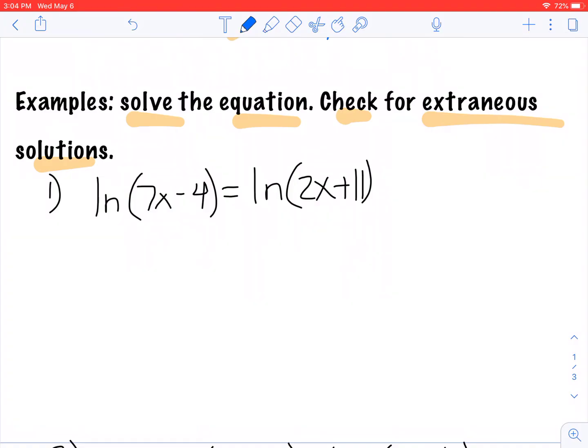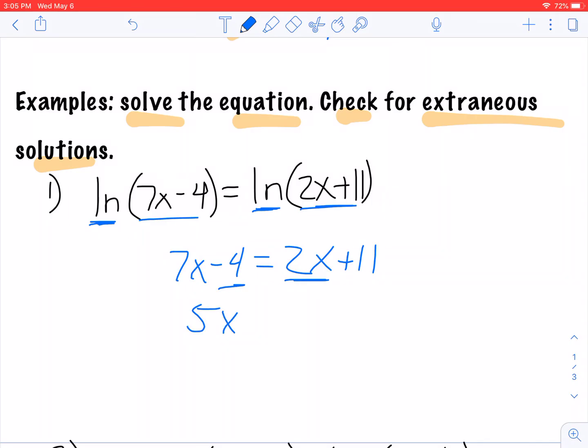Alright, so if we take a look at the first example, we see we have the natural log of 7x minus 4 and natural log of 2x plus 11. Therefore, what this is saying is since we have the same base for the logarithm, we could just take what they're evaluating, 7x minus 4, 2x plus 11, and set those two statements equal to each other. Now, as we stated before, we have a pretty basic equation. I'm going to go ahead and subtract 2x to both sides, add 4, and then divide both sides by 5, and that gives me x equals 3.